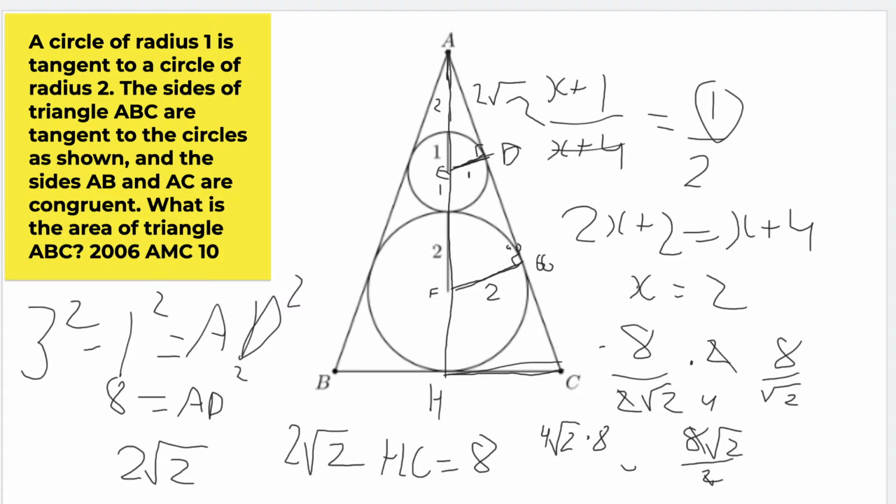So we're just going to use the triangle area formula, which is 1 over 2 times 8 times 4 square root of 2. And 8 times 1 over 2 is just 4. So 4 times 4 square root of 2. And then you get your answer, which is 16 square root of 2.